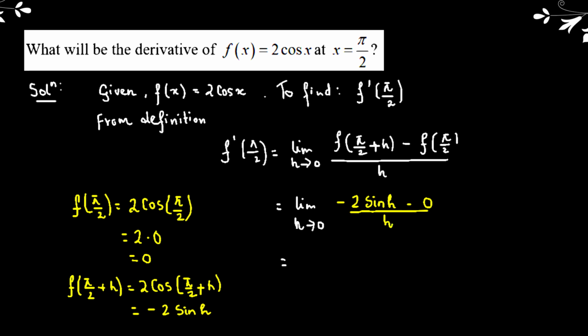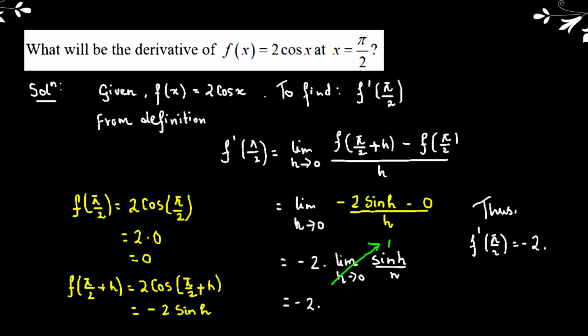And now we can pull out the negative 2, so we have negative 2 times the limit as h tends to 0 of sine h over h, which by definition is 1. So we have negative 2. So this is the value of the derivative at x equals pi over 2.